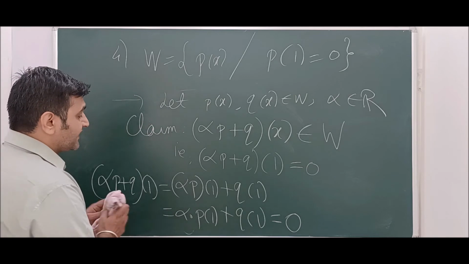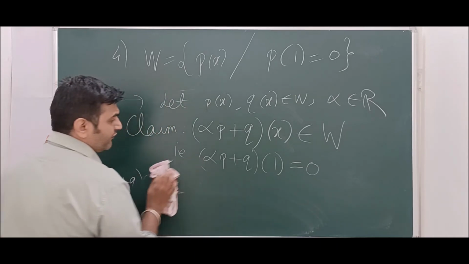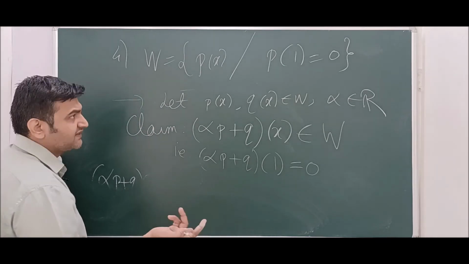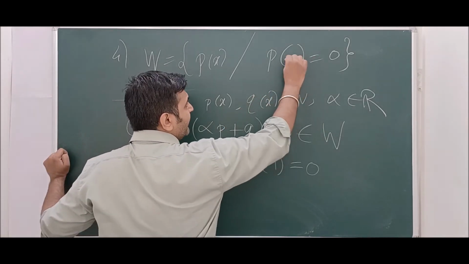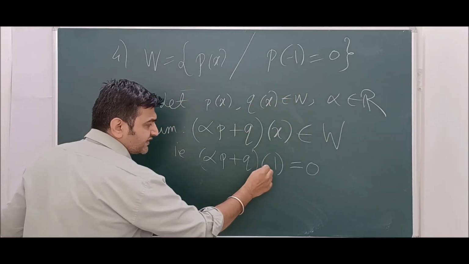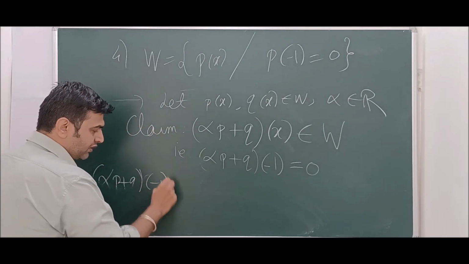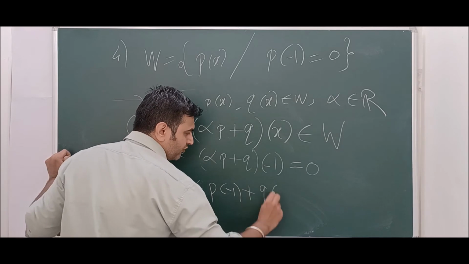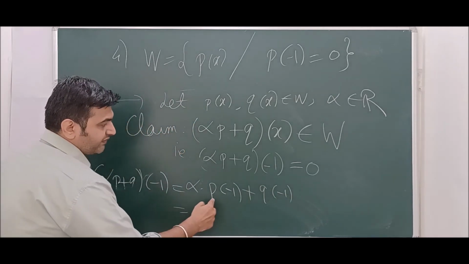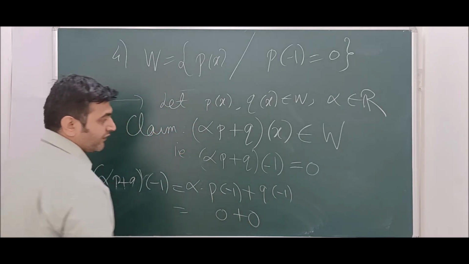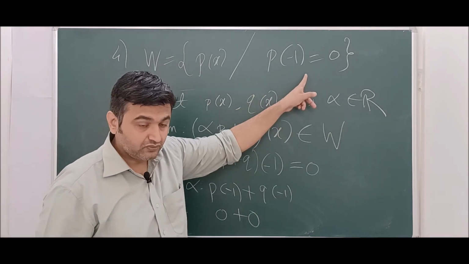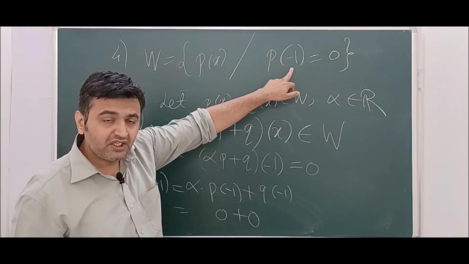Now let me try to generalize this. If you observe the proof, is there anything special about this one? Answer is no. If I would have taken minus 1 here, then the same proof would have gone, right? This will be alpha times p of minus 1 plus q of minus 1, and this will be 0 plus 0, because p of minus 1 is 0, q of minus 1 is also 0. So there was nothing special about 1.